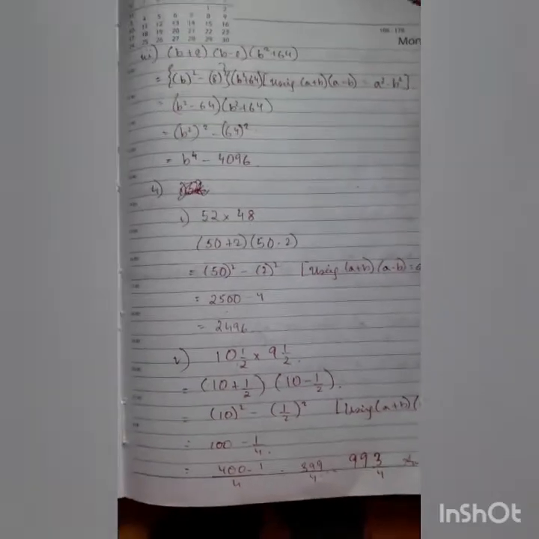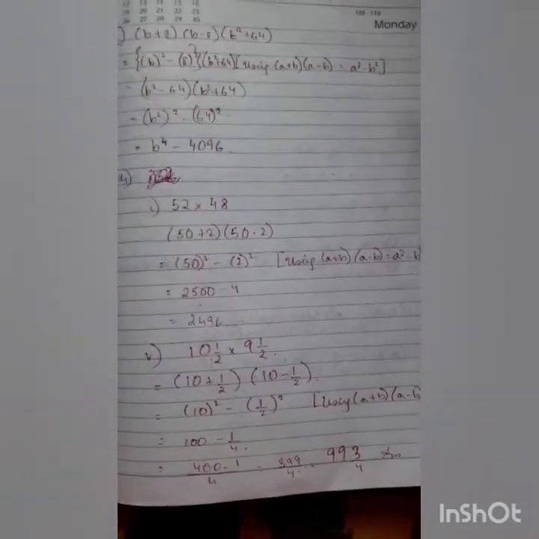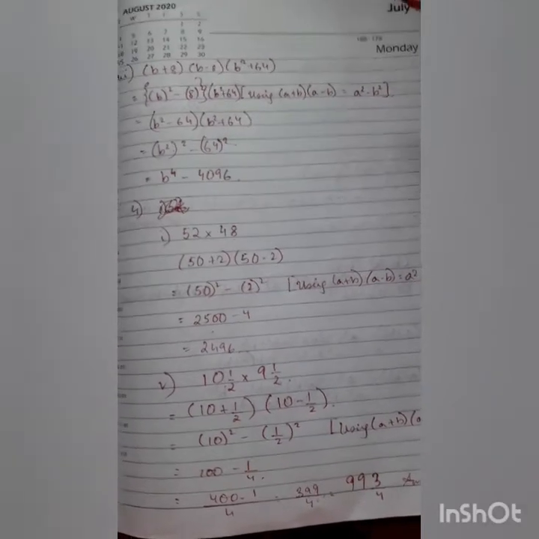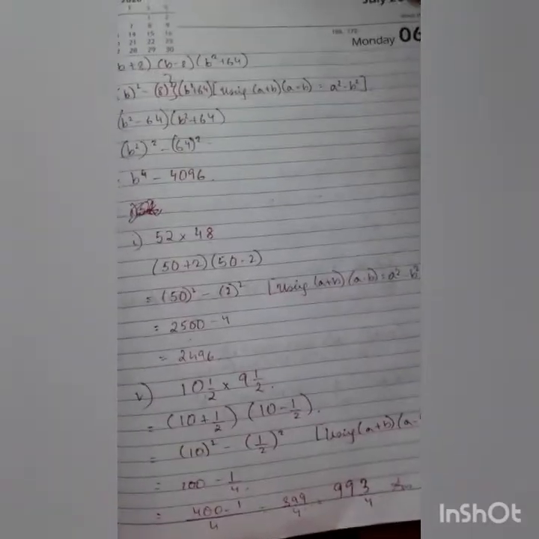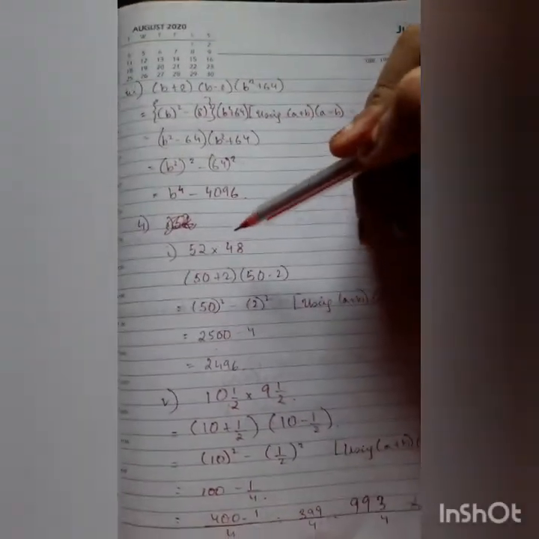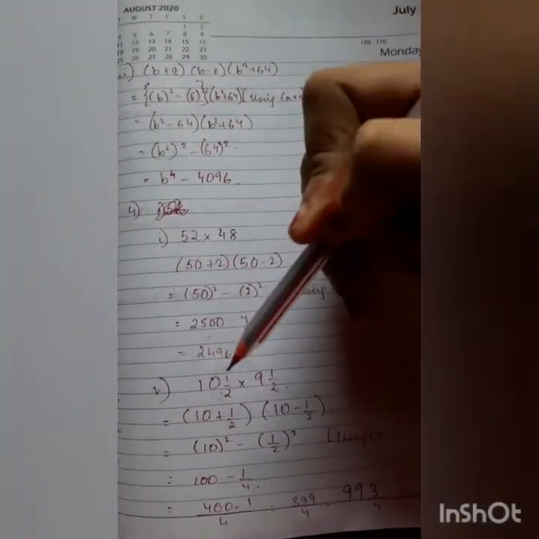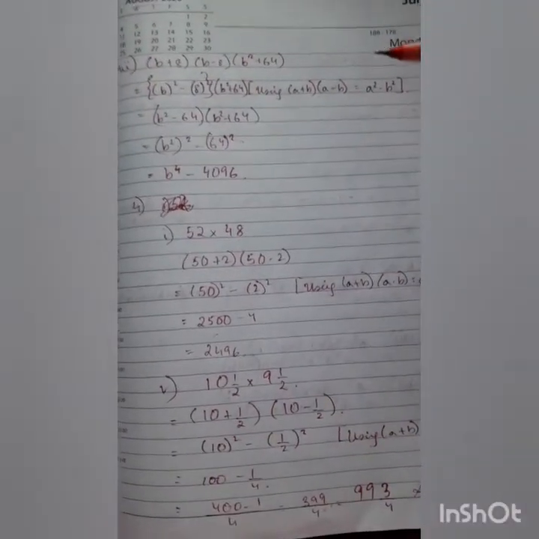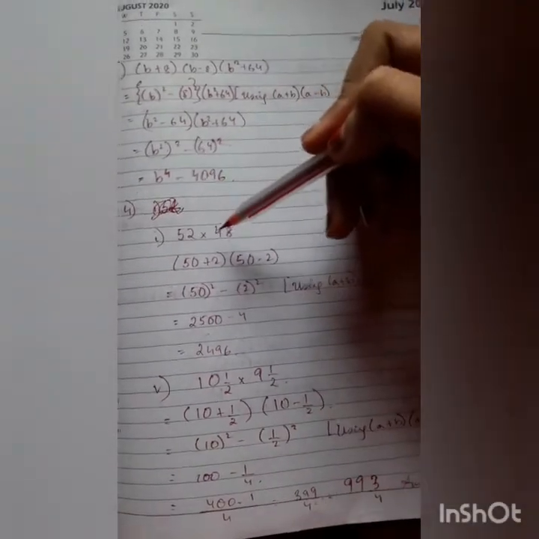Next, let's move on to 4 part 1. Here two products are given in normal form. You have to use a plus b into a minus b for calculating them. 52 into 48, if you directly multiply, then also you are going to get this answer. But you have to use a plus b into a minus b. If you directly multiply, you are not going to get any marks.